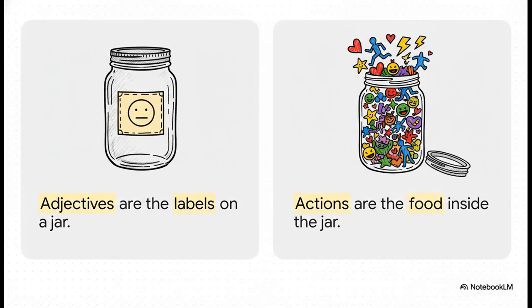Okay, one more analogy to really lock this in. Think of adjectives as just the labels on a jar. They tell you what's supposed to be inside: spicy, sweet, boring. But the actions, well, that's the actual food inside the jar. And let's be honest, people don't want just to read the labels. They want to taste the food. They want the substance of your story.